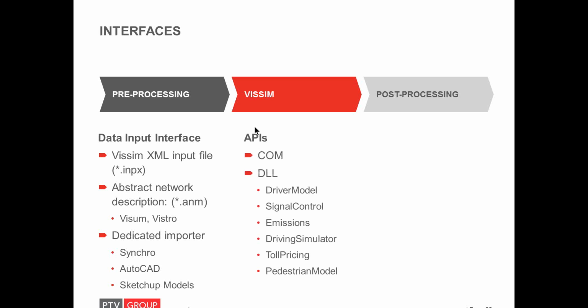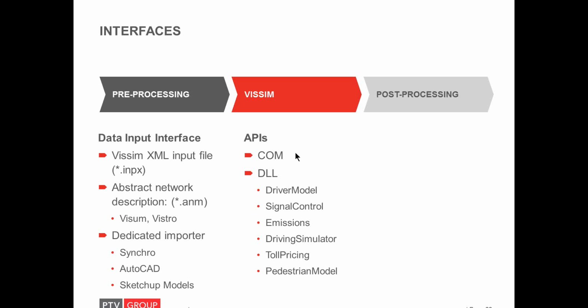To control the simulation while it is running, there are also multiple options. The COM interface gives access to all attributes of all objects from outside Vissim. So using virtually any programming or script language like Python, Visual Basic, or C++, you can customize your Vissim model. For example, you can implement your own active traffic management systems or route choice models.